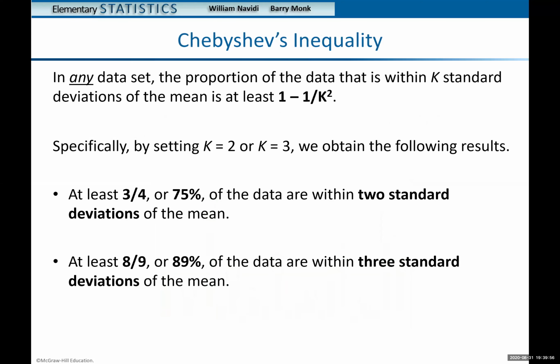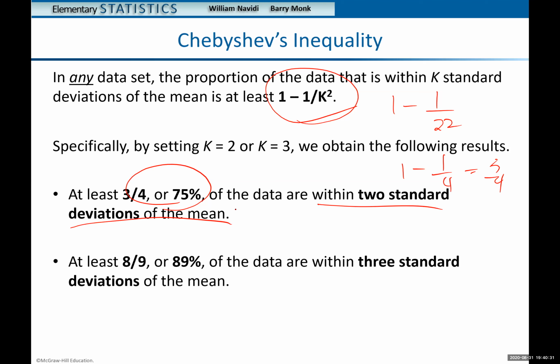So what is Chebyshev's? The formula is 1 minus 1 over k squared. So again, take note of this, 1 minus 1 over k squared. Let's say your k is equal to 2, just substitute 2 here. So 1 minus 1 over 2 squared. 2 squared is 4. 1 minus 1/4 is 3/4. So that's why you have here 3/4 is 75%. K is equal to 2, meaning within 2 standard deviations of the mean.